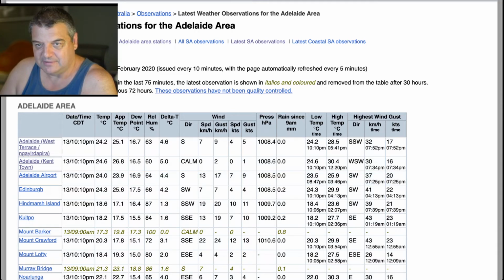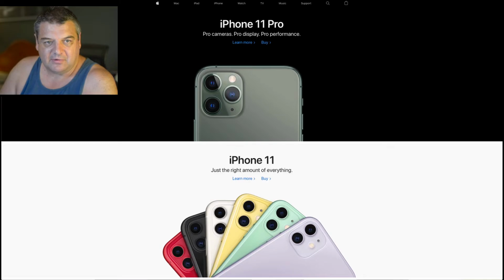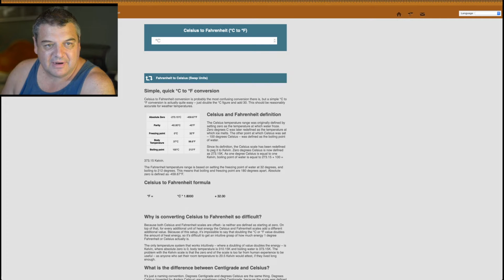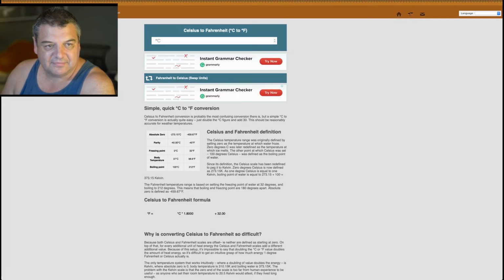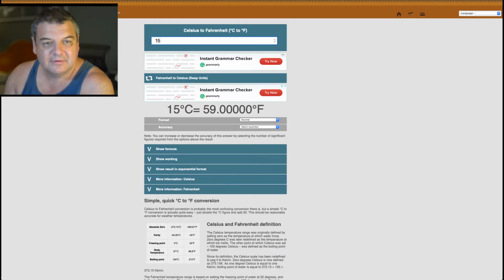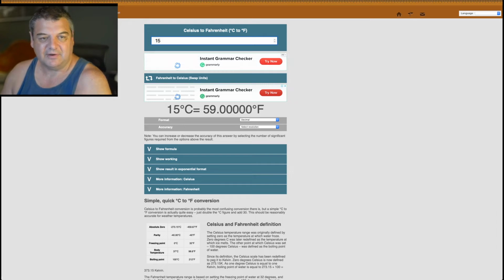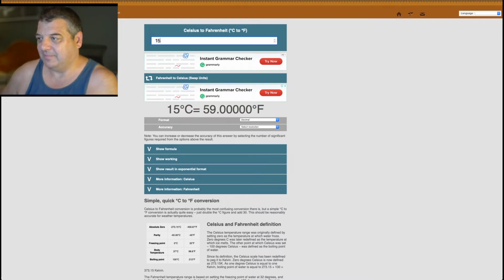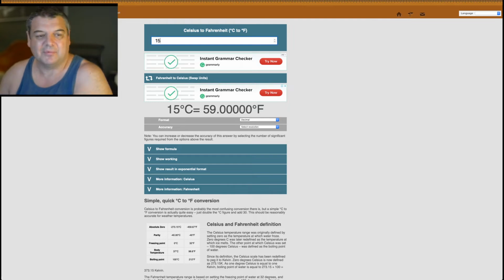Let's get the Celsius to Fahrenheit conversion calculator. There we go. So I always think around 15 degrees, 59 Fahrenheit. So around about 60 Fahrenheit, with a dew point above around 60 Fahrenheit, it starts getting a bit sticky and uncomfortable.